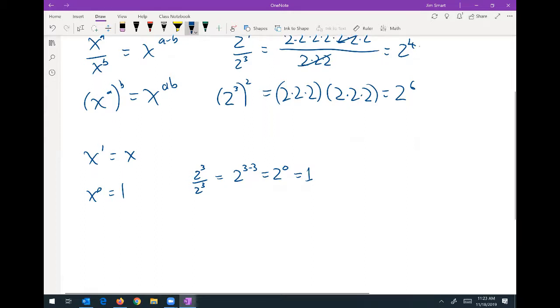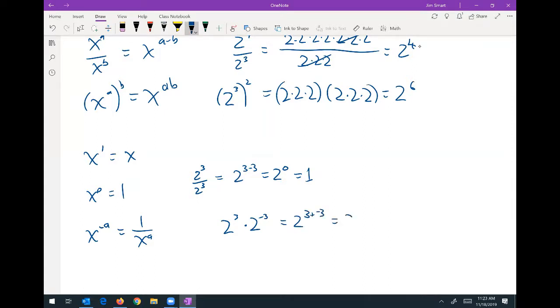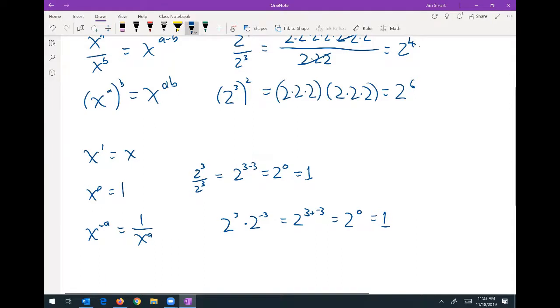All right, negative exponents also can be derived by the power rule. So if we say x to the negative a, that's the reciprocal. There's two ways to derive that. One is if we did, say, 2 cubed times 2 to the negative third, then we'd add those powers together, but 3 and negative 3 is 0. So that's 1. So 2 to the negative third is the reciprocal of 2 cubed.